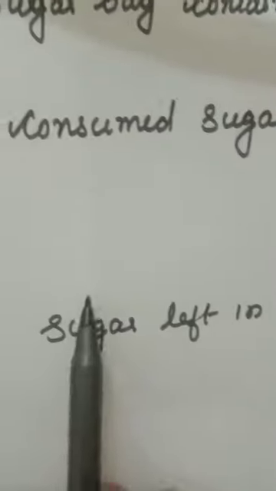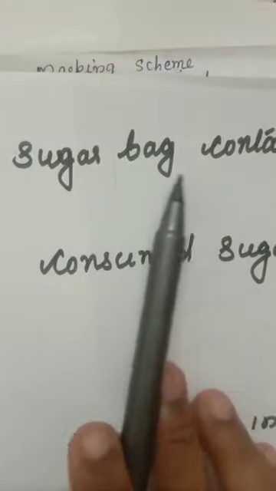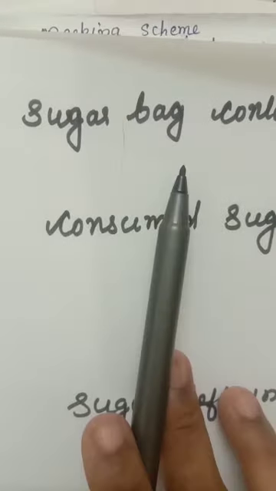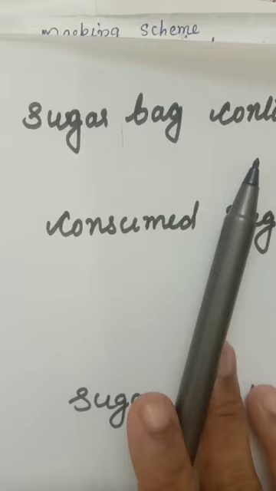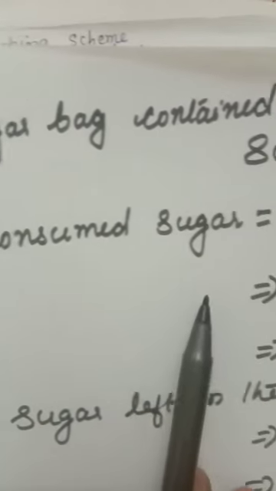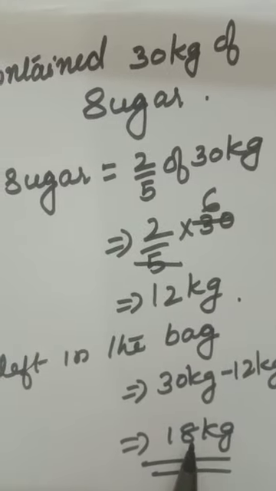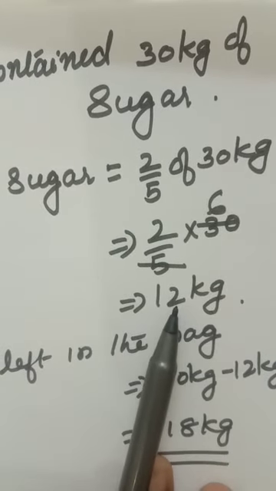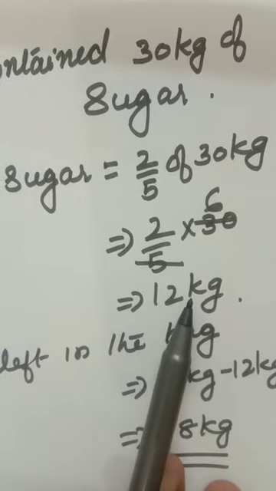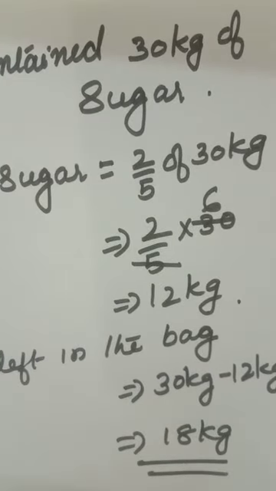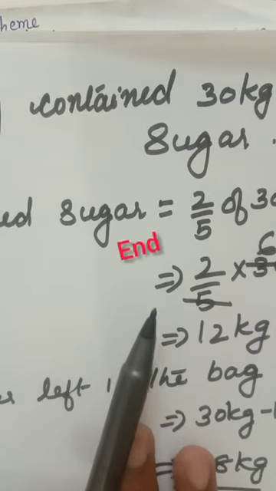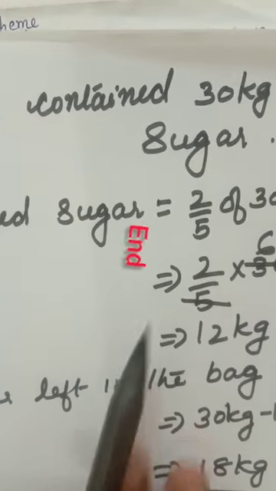Clear, children? For word problems you have to write the steps, having marks, but you can write your own steps, that is not a matter, but the meaning should be proper. I hope everybody understood this chapter, because already you studied the rational number chapter, that only we are doing here also. I hope everybody understood. You have to solve it in your classwork copy and study well.